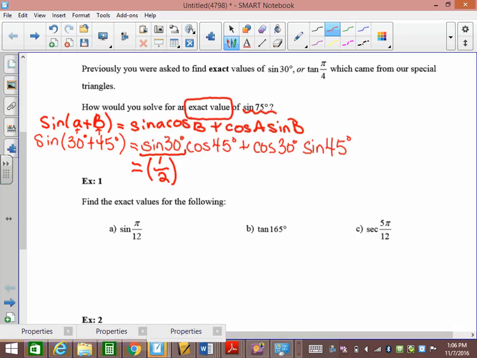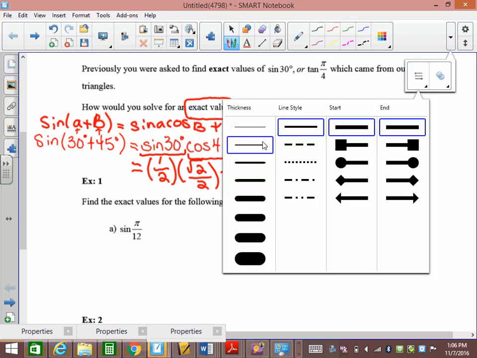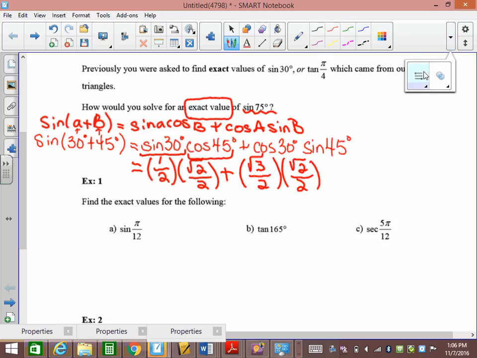So sine of 30 is 1/2. Cos of 45 is root 2 over 2. Plus cos of 30 is root 3 over 2. Sine of 45 is root 2 over 2. And then you just multiply.